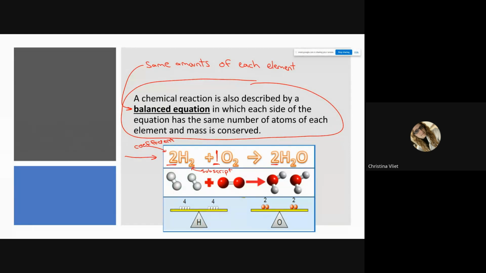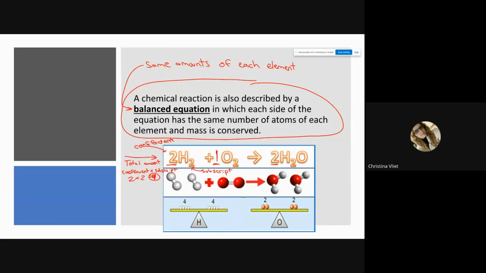In order to find out the total amount of atoms of an element you have, you're going to have to take the coefficient and multiply by the subscript. So in order to find out total amount, you're going to have to multiply the coefficient times the subscript. And in this case, that's just 2 times 2 for hydrogen, which tells me I have 4 hydrogen atoms. And you're going to do that on both sides of the reaction. You're going to take the coefficient, multiply by the subscript to figure out how many atoms you have.